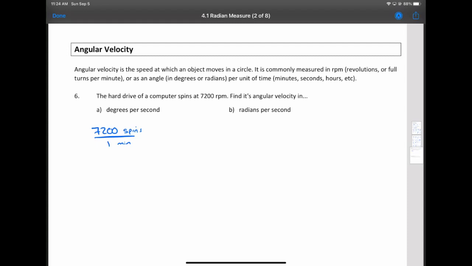Well, one spin is 360 degrees. And 1 minute is 60 seconds. So this is just straight up logic. There's no formula here. So now we just punch that into our calculator. I mean, we could cancel some stuff out first if we wanted to, which I think is actually slightly easier, but feeling lazy. So 7,200 times 360 divided by 60 equals 43,200 degrees per second.